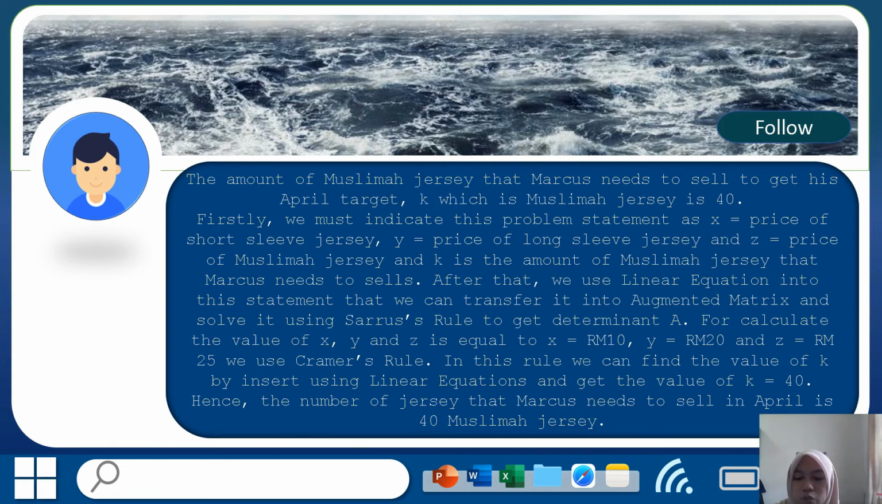After that, we use linear equations for this statement, transfer it into an augmented matrix, and solve it using Sarrus' rule to get determinant A. To calculate the values, X is 10 ringgit, Y equals 20 ringgit, and Z equals 25 ringgit. We use Cramer's rule. In this rule, we can find the value of K by inserting into the linear equation and get the value of K is 40. Hence, the number of jerseys that Marcus needs to sell in April is 40 Muslimah jerseys.